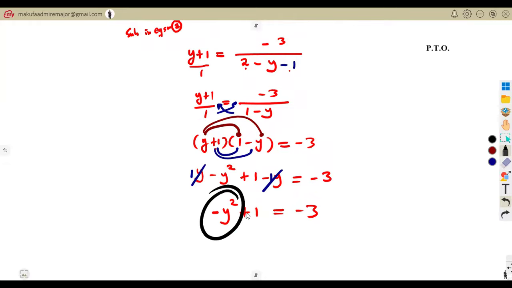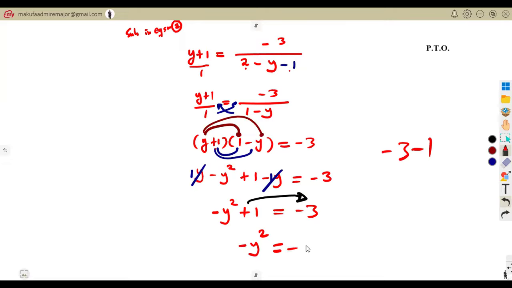Since we just have a y squared, and no other part of y like y squared plus 3y, where you form a quadratic, that quadratic equation, one side must be equal to 0. In this case, it's just y squared. So on transposing, you can simply transpose the 1 to the other side of the equation. So it becomes minus y squared is equal to minus 3 minus 1, which is minus 4. So as we can see, you can divide by negative 1, that's y squared is equal to 4.